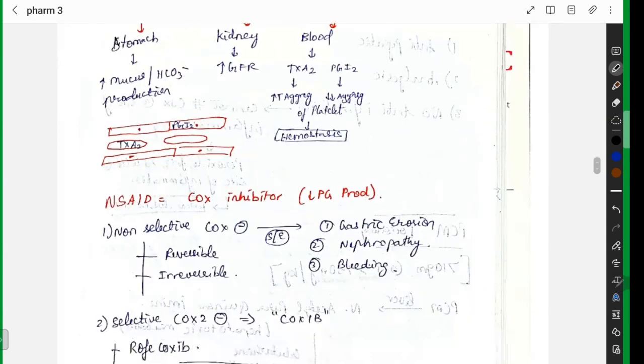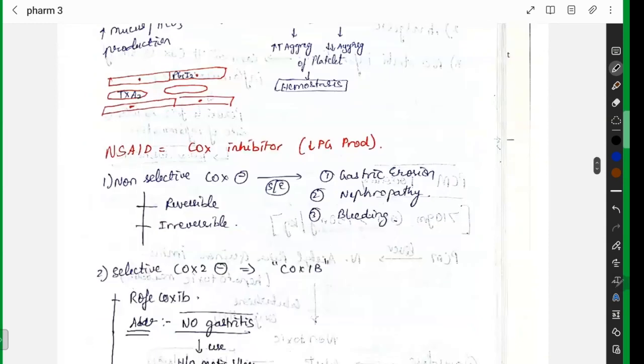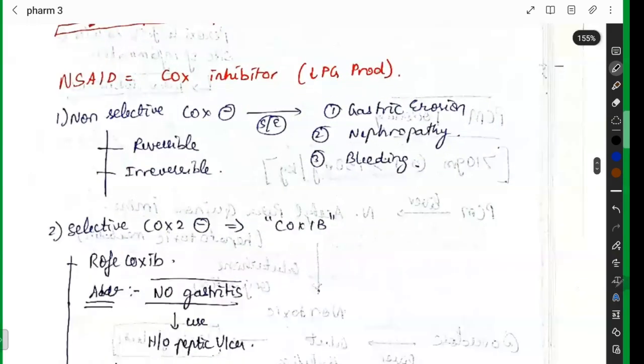Now, what is your NSAID? This NSAID is a COX inhibitor. You are going to inhibit the prostaglandin synthesis. Where? From arachidonic acid into prostaglandin, you have COX-1 and COX-2. Both are going to be inhibited. You can have non-selective COX inhibitors. They do not select which area they are going to affect, so they are non-selective.